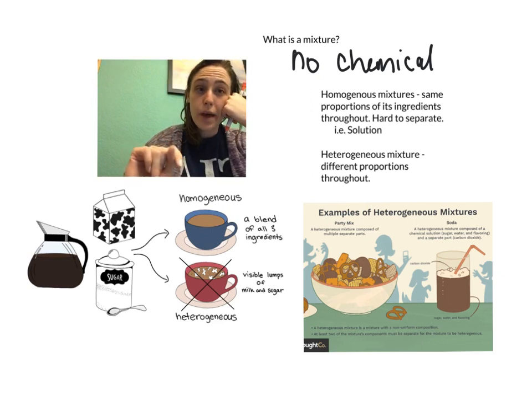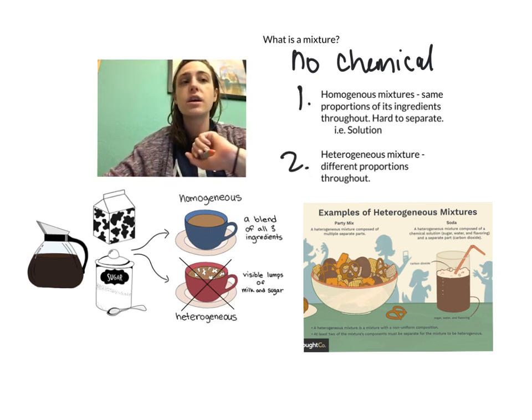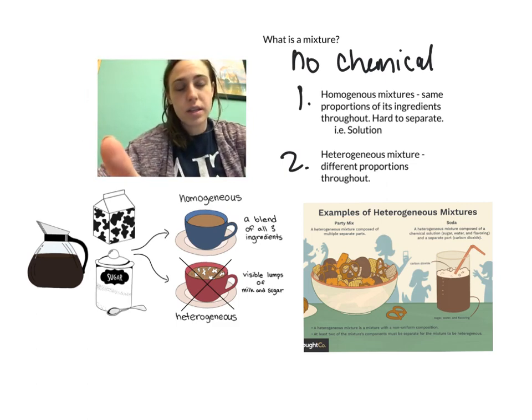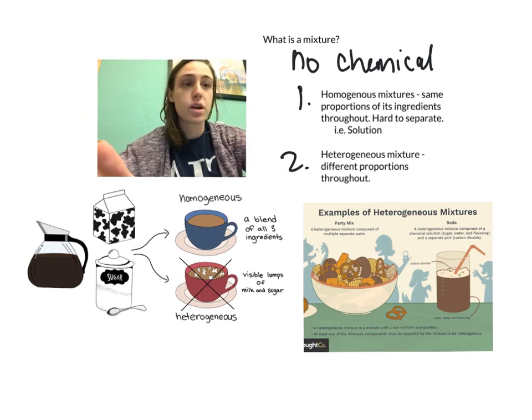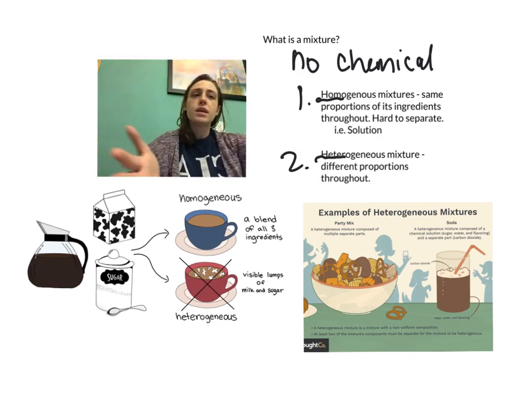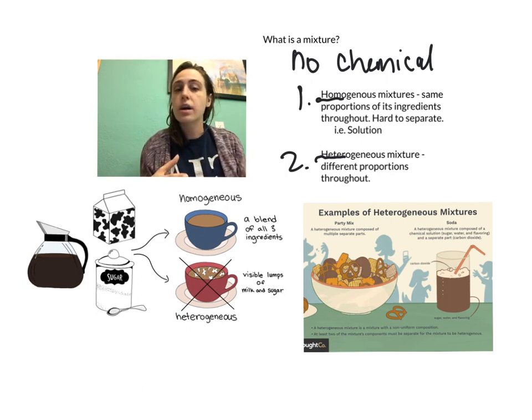So there are two types of mixtures, okay? Homogeneous and heterogeneous. If you get into the Latin of these, it helps you in science in general if you break down the words so that you know what they mean. Homo means same, hetero means different. So homo meaning it has the same proportions of all of the ingredients throughout. It's going to be really hard to separate what is in a homogeneous mixture.